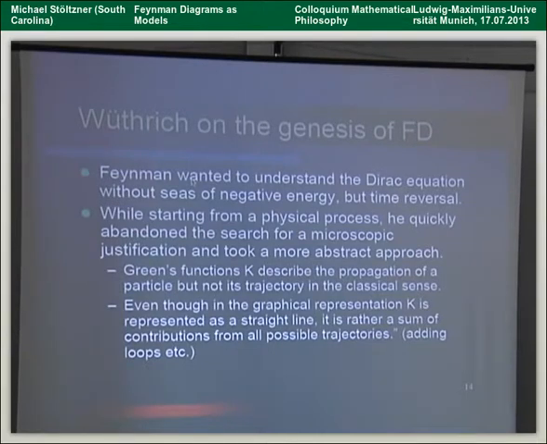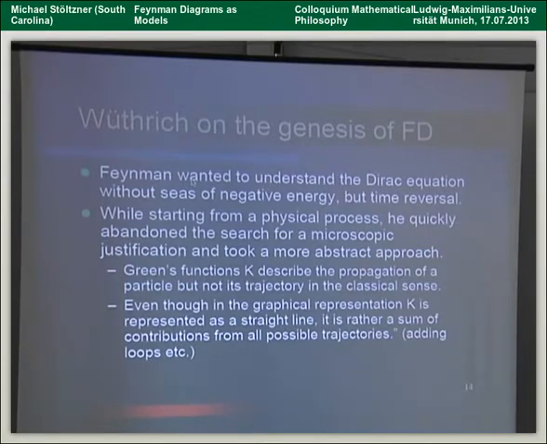What did Feynman want to do? Well, he wanted to understand the Dirac equation without these seas of negative energy, but he allowed particles going back in time. And he thought this was a physical process, namely this quivering electron idea of Schrödinger.